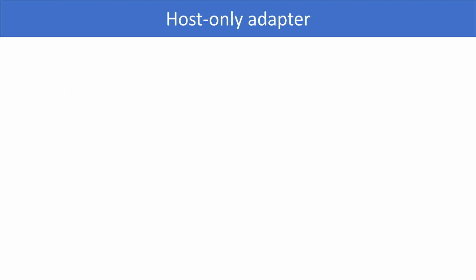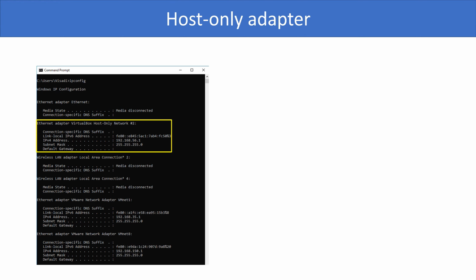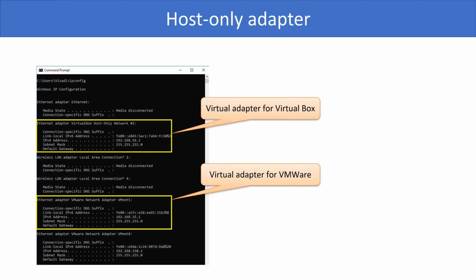And finally, the last type of connection worth mentioning is called the host-only adapter. When you install VirtualBox or VMware, an additional network interface or adapter is installed on your computer. To see this adapter, open the command prompt and enter the IP protocol configuration command to display all network interfaces. You'll see something like this. Essentially, these interfaces act as a virtual DHCP server to assign IP addresses to virtual machines. Let's look at what the logical connection scheme would look like.